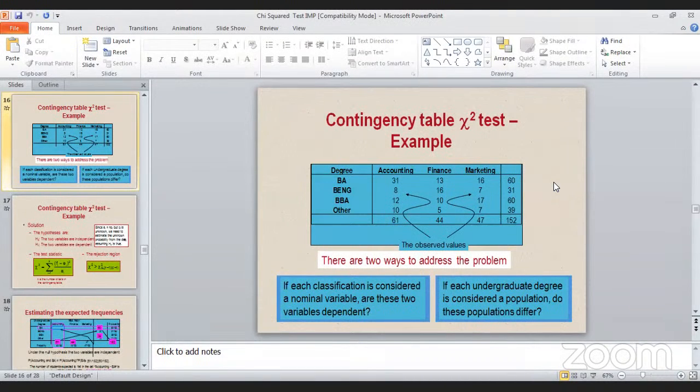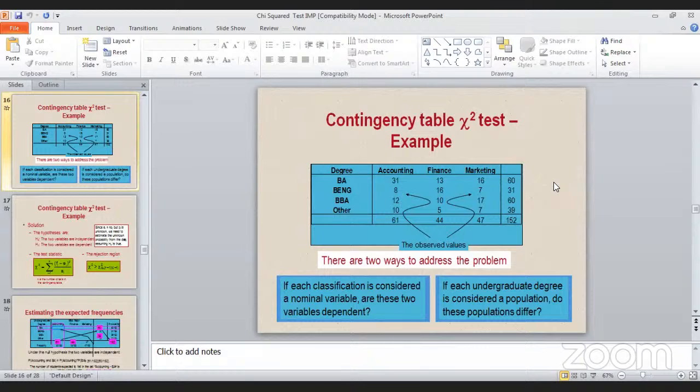Now this is a contingency table. I hope all of you know that. The two classifications are here. The group criteria are, one, their undergraduate degree, and the other, the MBA major. So the values in the cells provide the preference: 31 BA graduates preferring accounting, 13 finance, and marketing preferred by only 16 students having a BA degree.